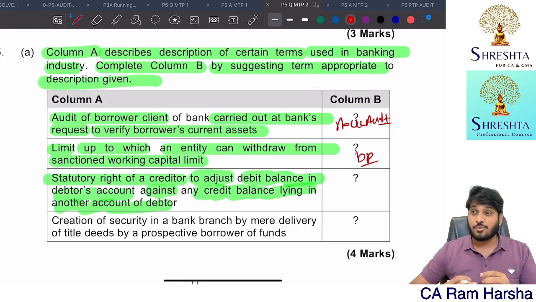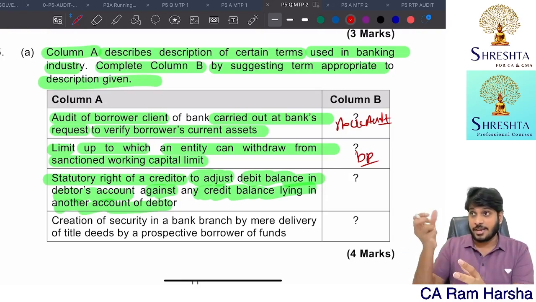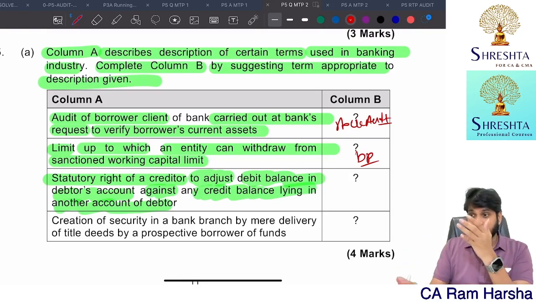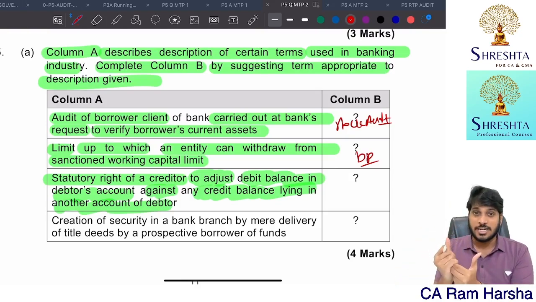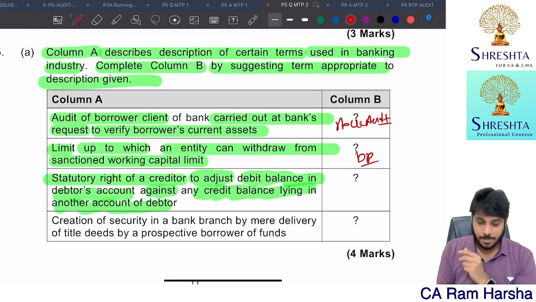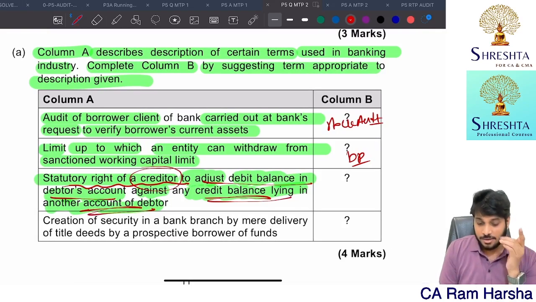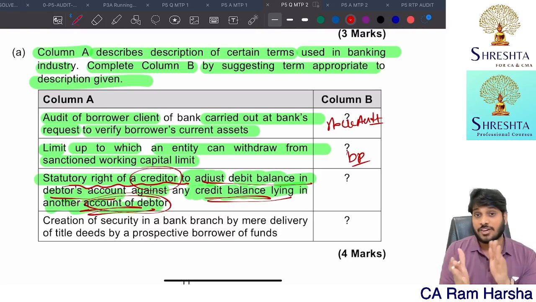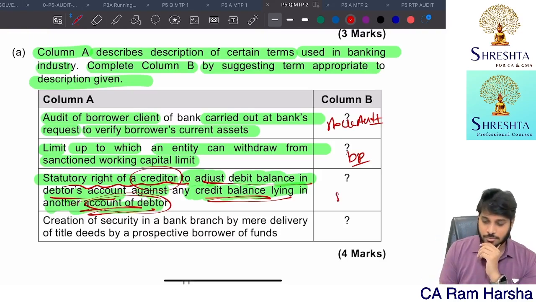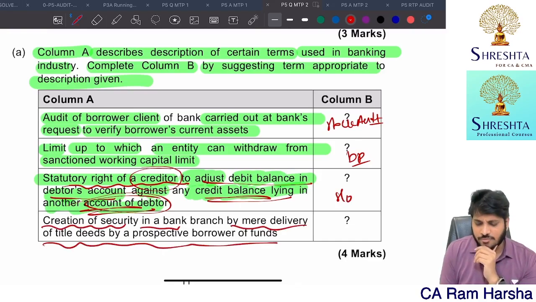I told you an example: suppose you have a fixed deposit with the bank and you have a credit card. Suppose you don't pay the credit card, the fixed deposit will be adjusted against the credit card due, and that's called set off. That's the right of a creditor, nothing but a bank, to adjust the debit balance in the debtor's account, my credit card due, against any credit balance lying in another account of the same debtor, my fixed deposit. The bank can apply set off. That's a way of creation of security. Another way, set off. Creation of security in a bank branch by mere delivery of title deeds is an equitable mortgage. That's it.